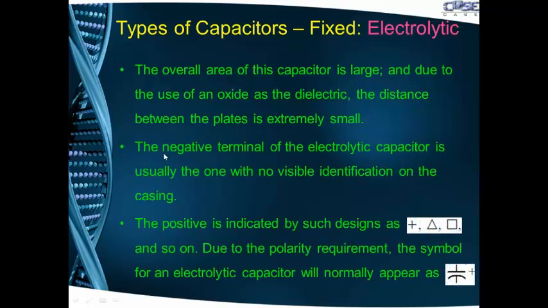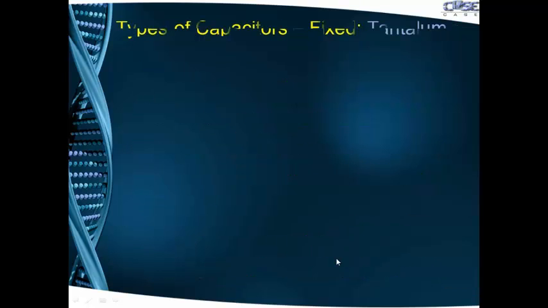The negative terminal of the electrolytic capacitor is usually the one with no visible indication on the casing. However, the positive is indicated by such designs as these symbols, which are used to indicate the positive terminal on the capacitor. So due to the polarity requirement, the symbol of electrolytic capacitor will normally appear as this, with this positive terminal, and this one is negative terminal.